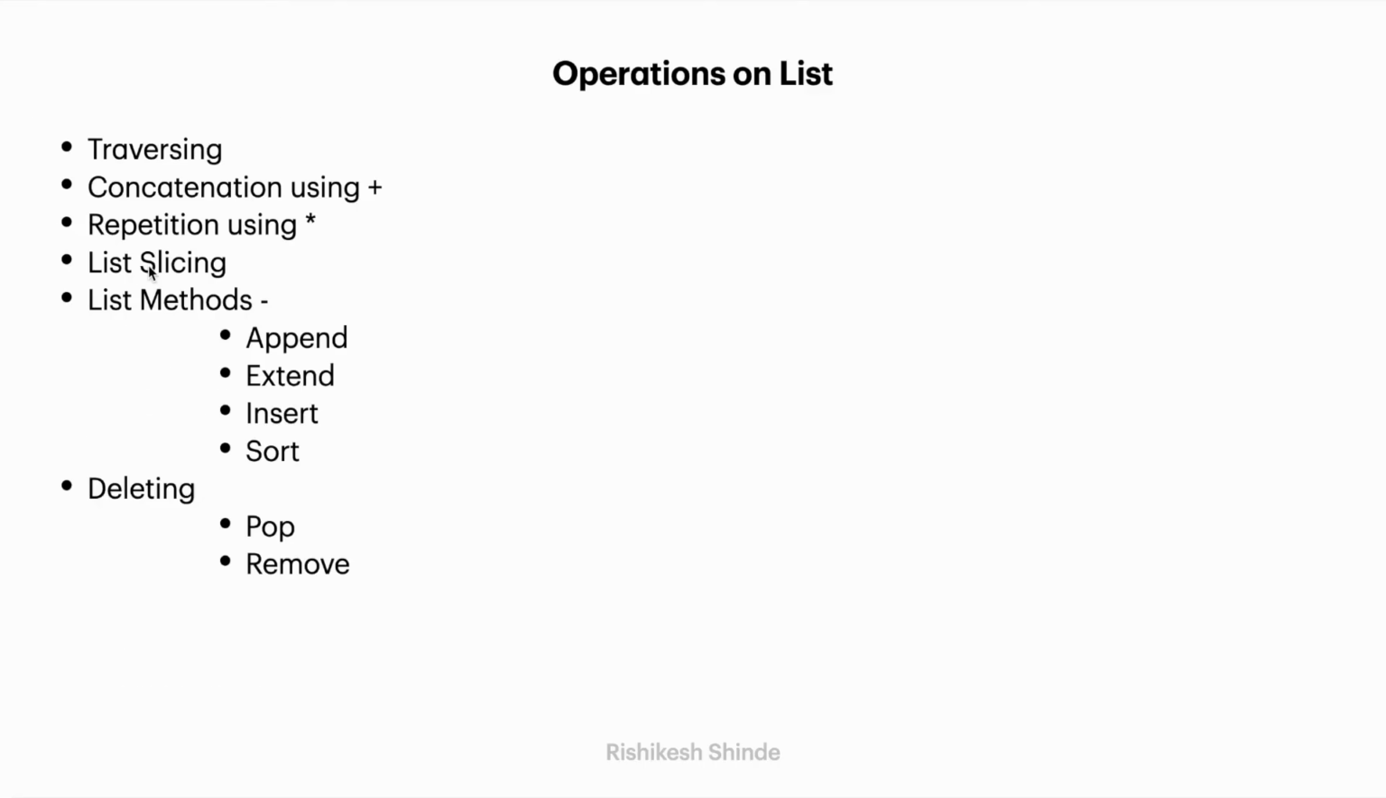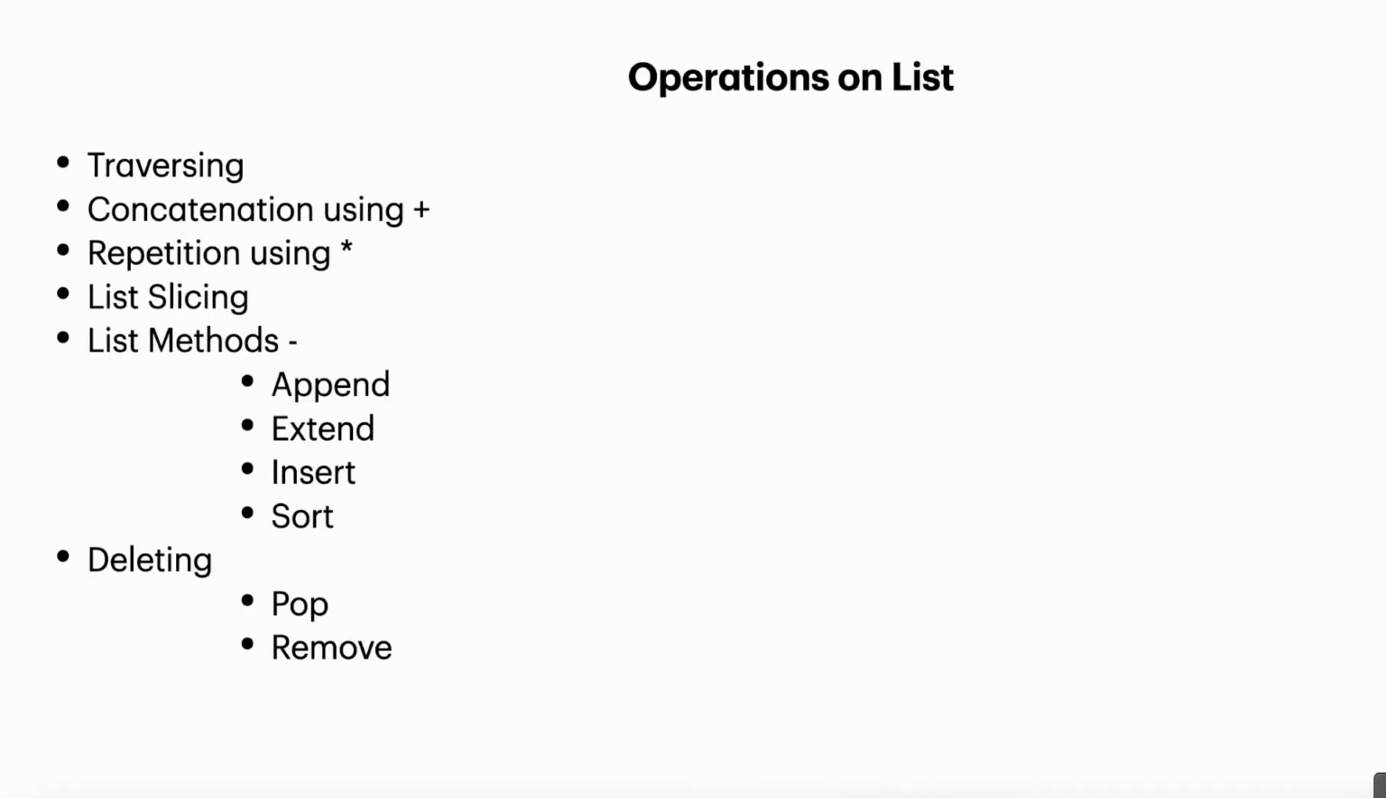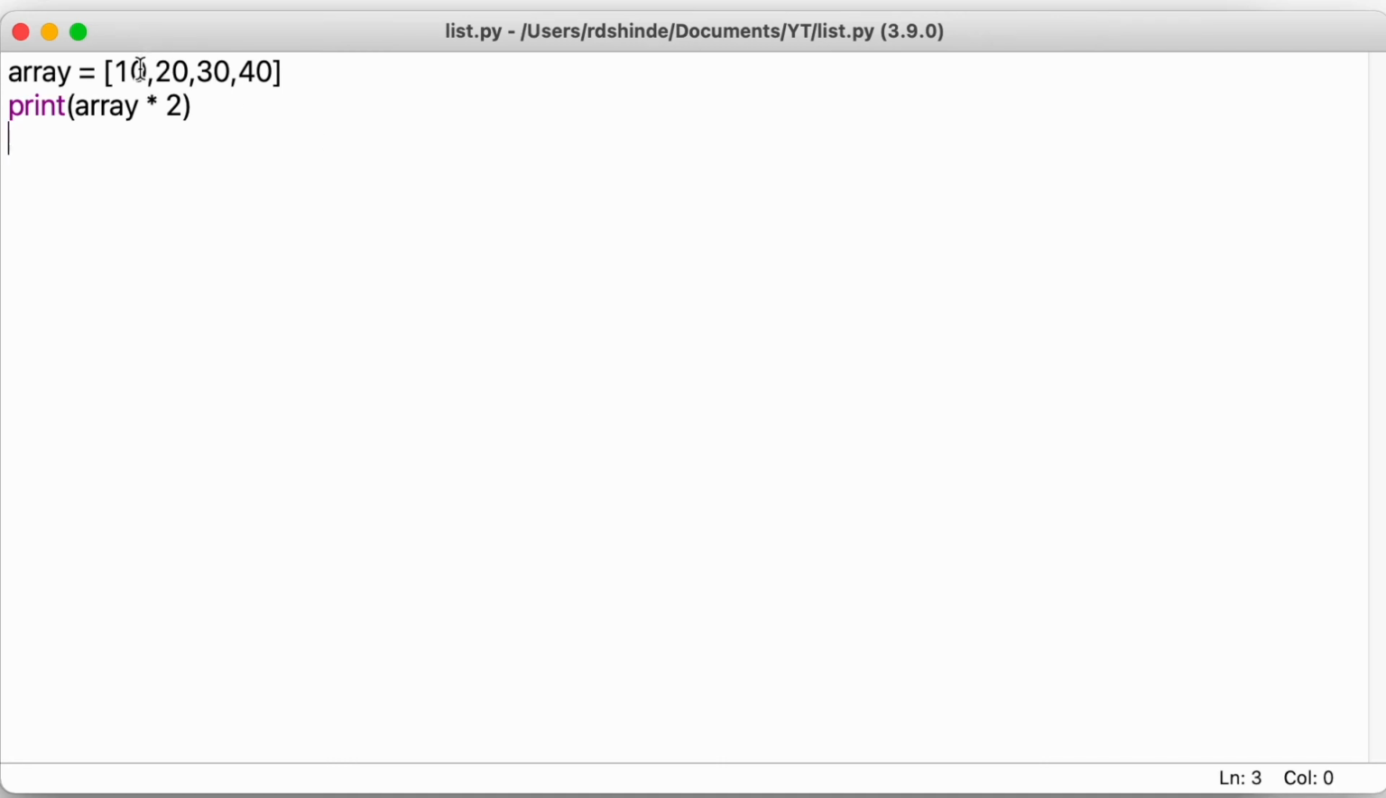Now the more important part, that is list slicing. So what is list slicing? In list slicing we use this colon symbol, and using this colon symbol we slice the indexes. So what is an index in a list? In every list we have an index for every element.